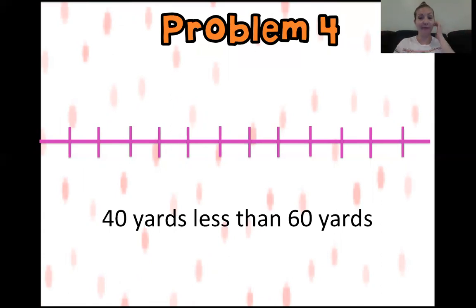So, ¿qué tenemos que cambiar? Instead of adding, we're going to be subtracting. That means we need to jump a different way on the number line. Which way do we need to jump now? Now we need to jump to the left. Ahora tenemos que saltar a la izquierda. So let's look again. 40 yards less than 60 yards. What number are we starting at? We're starting at 60. Where should the 60 go? Should the 60 go all the way back on the left or should the 60 go to the right?